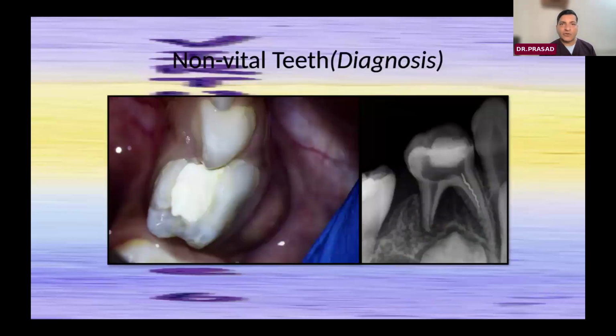Now, as far as non-vital teeth diagnosis is concerned, most of the time it is pretty simple. It is in the form of an abscess, which you see in this intraoral picture, and in the radiograph of the same tooth, it shows the furcation area where there is bone showing a radiolucency, which shows there is a loss of furcation bone. Also, it shows the loss of cryptic lining.